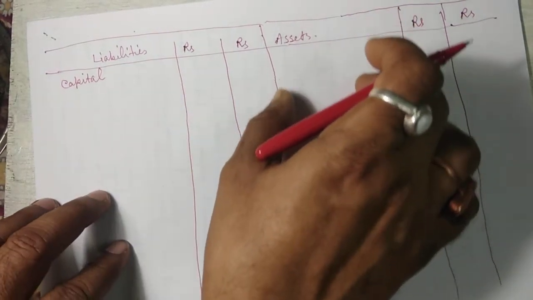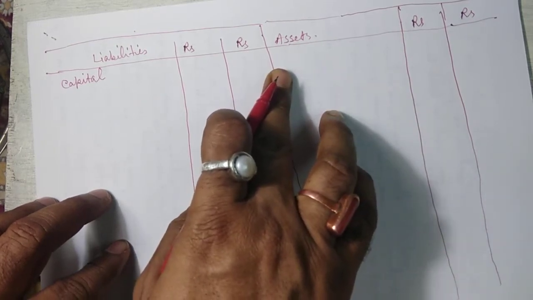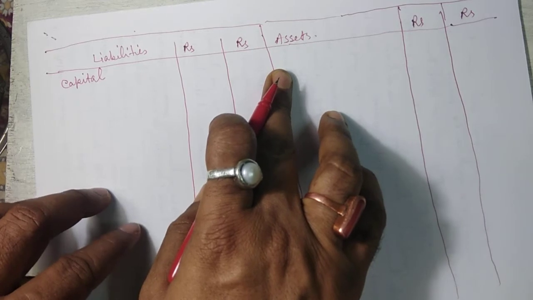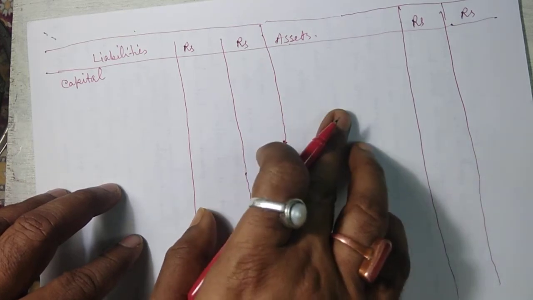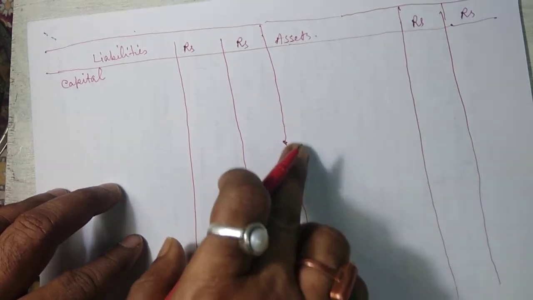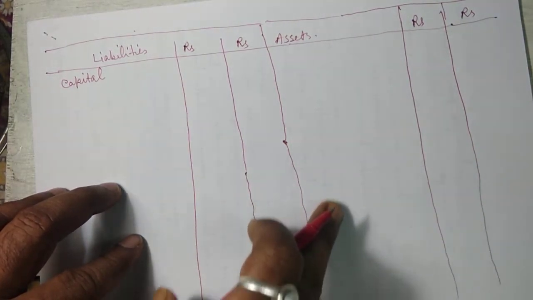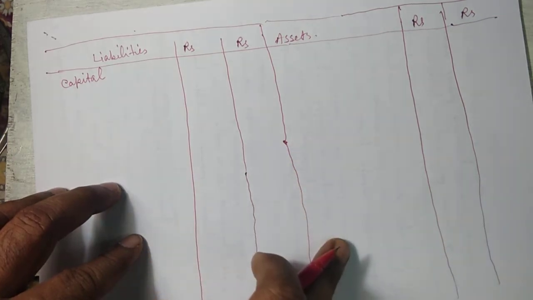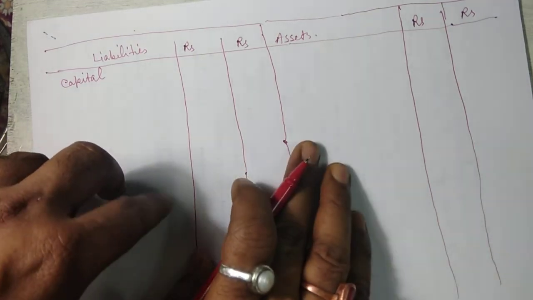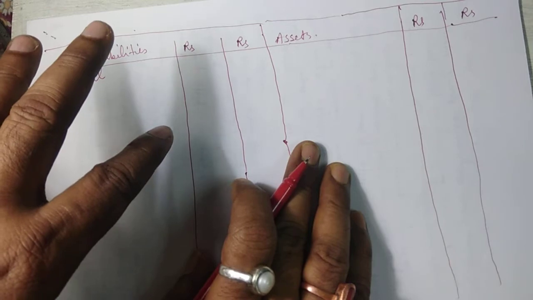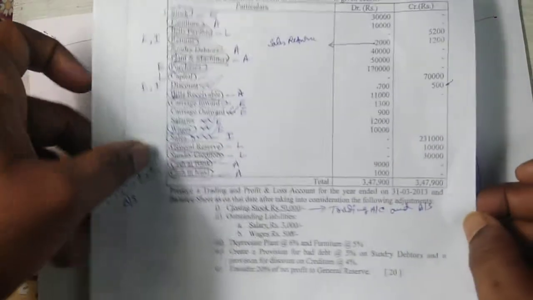And on the asset side, at first we consider all fixed assets. Fixed assets means land and building, plant and machinery, furniture and fixture, etc. After fixed assets, we consider investment. After investment, we write all current assets. You know the list of current assets we have already discussed while learning ratio analysis. Now see, we should go through our problem here.